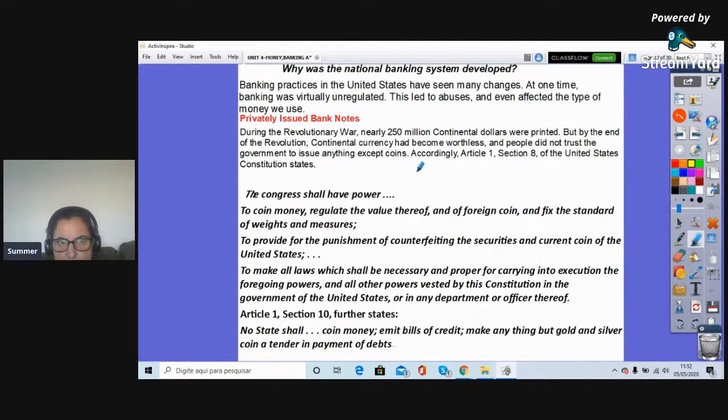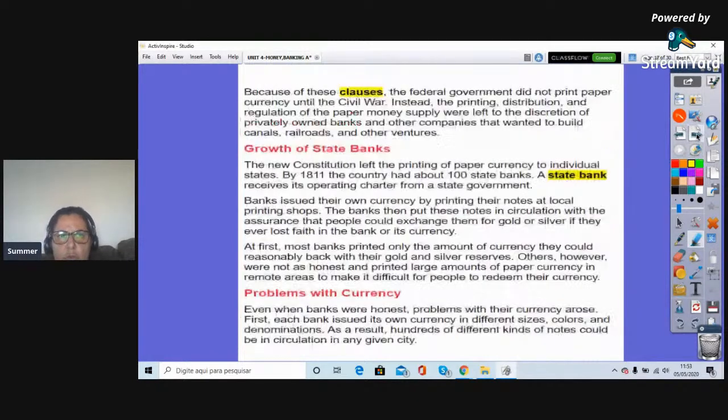Then the Constitution made some laws. Congress shall have the power to coin money and regulate the value, to provide for the punishment of counterfeiting securities and current coin of the United States. Congress also had the power to make all laws which shall be necessary and proper for carrying into execution the foregoing powers and other powers vested by this Constitution. Then Article 1, Section 10 says no state shall coin money, emit bills of credit, or make anything but gold and silver a tender. Because of these clauses, the federal government did not print paper currency until the Civil War. Instead, the printing, distribution, and regulation of the paper money supply were left to the discretion of privately owned banks and other companies that wanted to build canals and railroads.